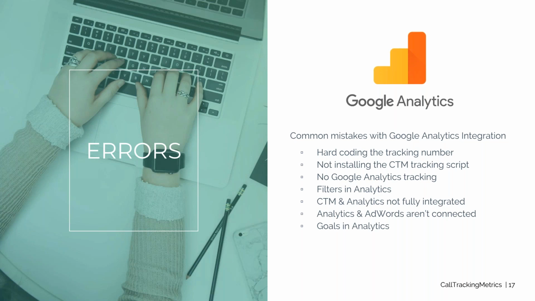So make sure that you see the toggles and make sure that it shows you which analytics property we're linked to, as well as which user is connecting analytics and call tracking metrics. If the user loses access to analytics, it's a little bit of a weird world when that happens.